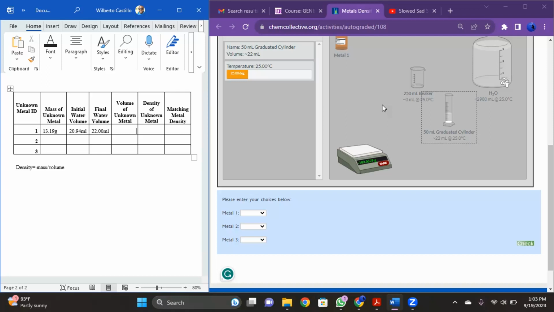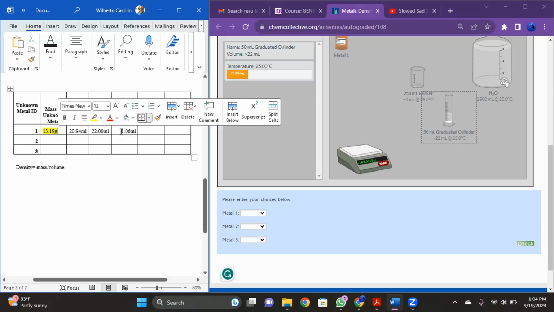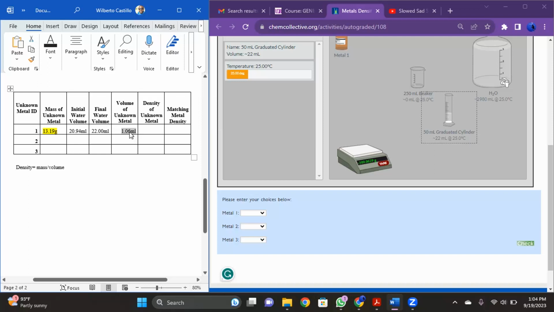Now to get the volume of the metal, we would do some basic subtraction, which would be 22.00 milliliters minus 20.94 milliliters, which would give us a figure of 1.06 mLs. That's the volume of the metal. Now, using the mass, we're gonna find the density. Of course, you know the formula for density equals mass over volume. So now we have the mass and the volume. These are the most important figures that we would be needing. Let me just highlight that there.